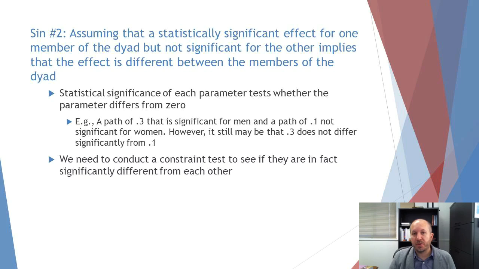We do not know whether they are significantly different unless you have done a constraint test. And I have shown you how to do that in the examples I've given in this lecture as well. So if you want to know whether an effect is different between two members of a dyad, a corresponding path, you need to do a constraint test and do that chi-square difference test to determine whether it is actually significantly different one from the other, no matter how different they may appear to be.